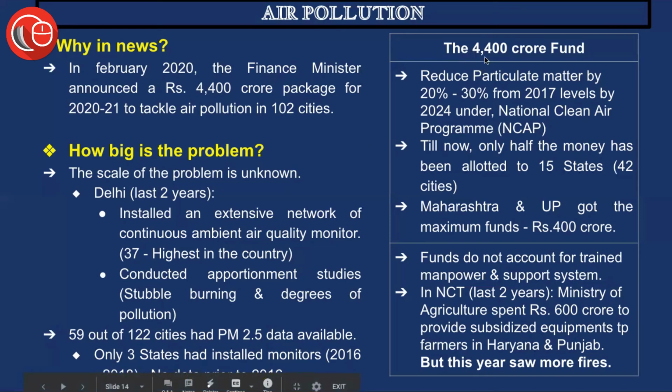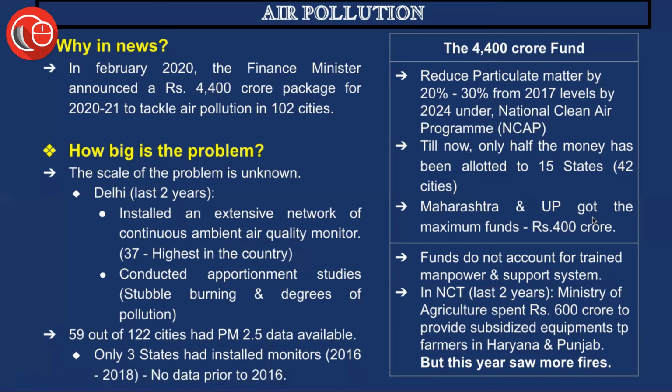Here, this is about the 4,400 crore fund. It says that it aims to reduce particulate matter by 20 to 30% from 2017 levels by 2024 under the NCAP, which is the National Clean Air Program. Until now, only half the money has been allotted to 15 states. So even the allocation of funds has not been done in a complete manner, and even the spending of these funds has not been done in a very effective manner till now.